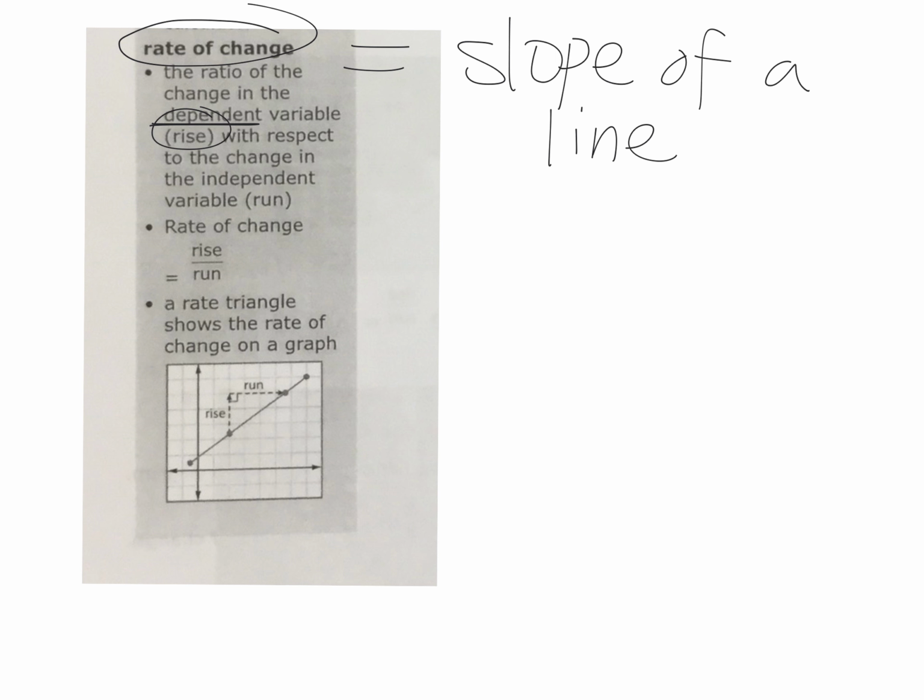Which one's the dependent variable, x or y? Y. Y is the rise, how the line rises. What does it rise by? With respect to the change in the independent variable, which is the run, which is the x value, the change in the x values. So rate of change equals rise divided by run.